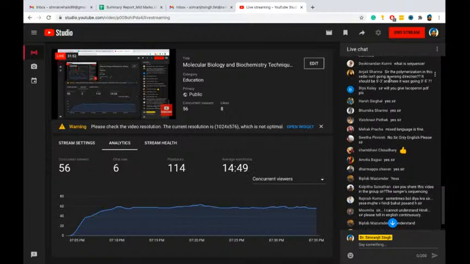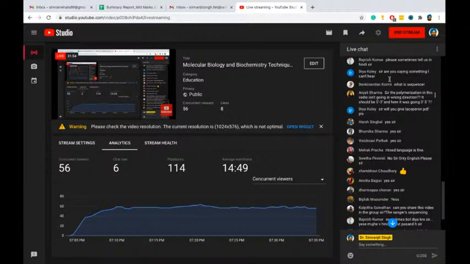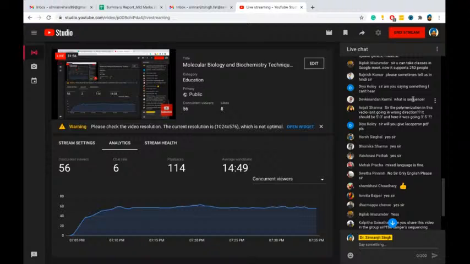Yeah, it might be wrong then. The video people might have done it wrong. But a sequencer is a machine actually. There are many machines we will discuss which sequence your genomic DNA. You give them your blood sample or tissue sample, and then it will sequence your whole genomic DNA within a few days.